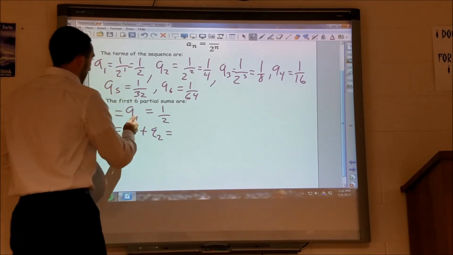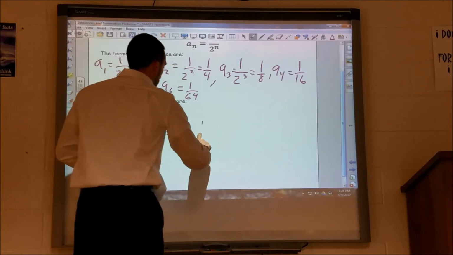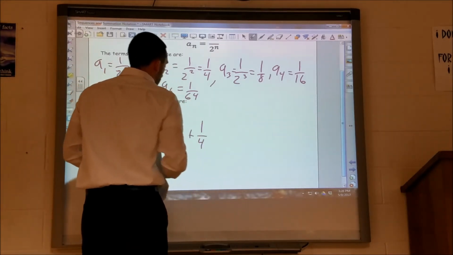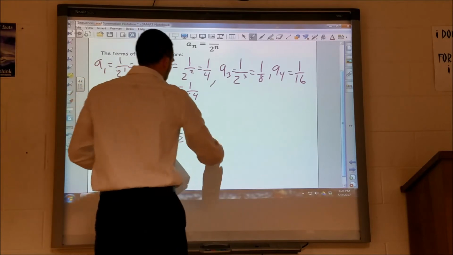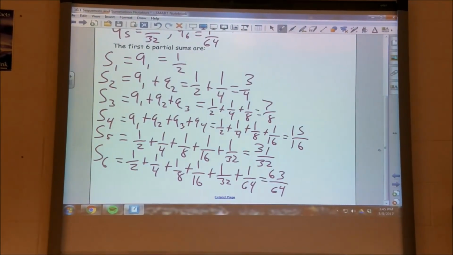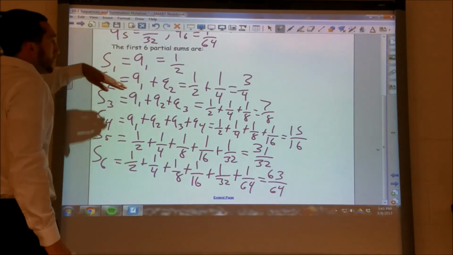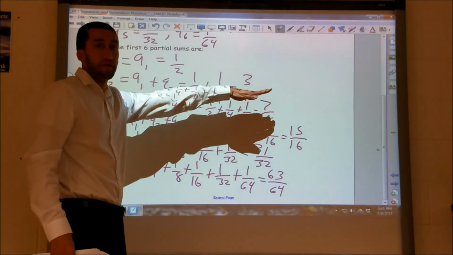So I take A1 was 1/2. I add that to A2 was 1/4. Okay, if I get a common denominator and add, I get 2. Okay, so we can see that our second term added up to 3/4.